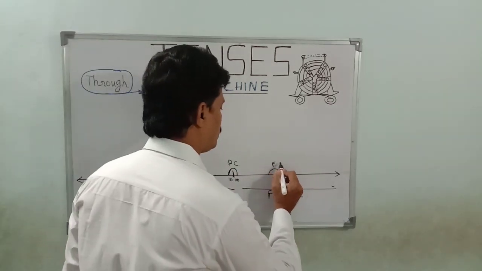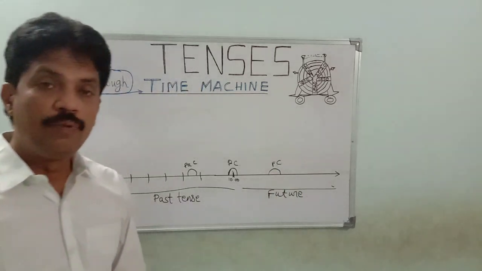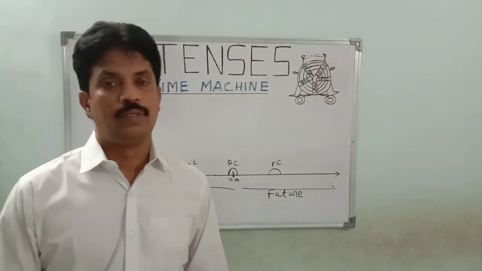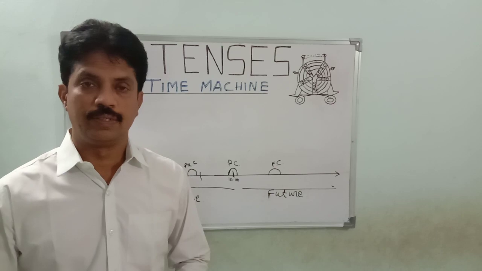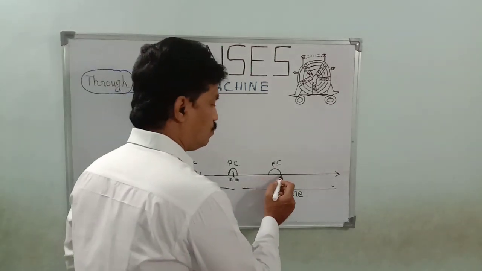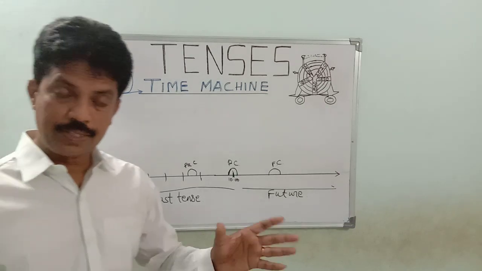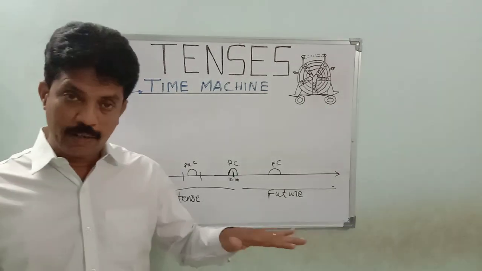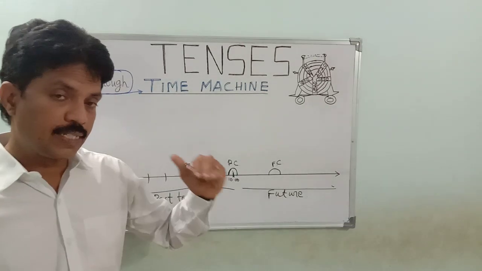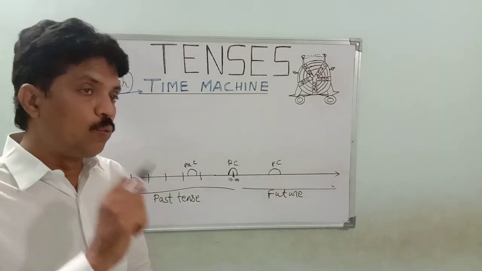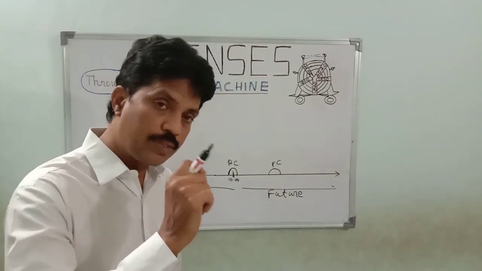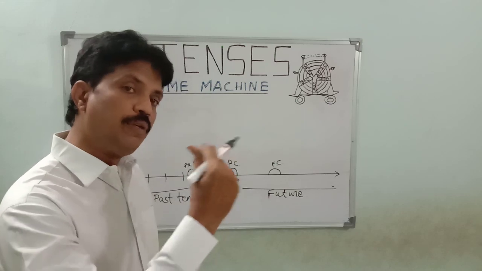Future continuous tense. Tomorrow I will be eating. Tomorrow I will be dancing. So that action will be happening. Tomorrow by this time I will be dancing. So tomorrow 10 o'clock I will be dancing. That action will be continuing. And you want the listener to understand that point of time. For a few moments it will be happening.